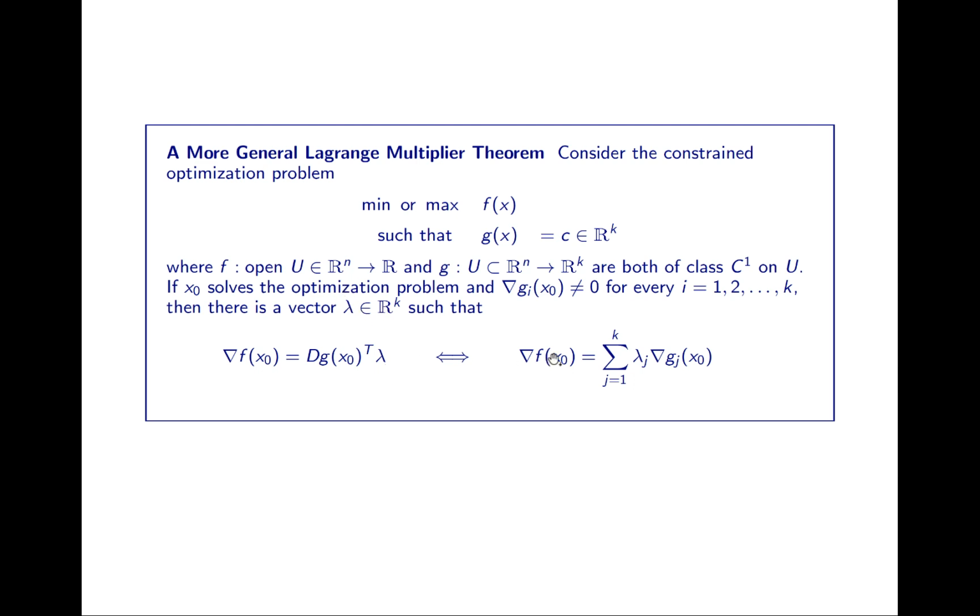Of course, that's equivalent to saying that the gradient of f at x naught is equal to a linear combination of gradients of the functions within g. Because, of course, g can be thought of as a list of k functions, and the gradient of f must be a linear combination of those k gradients. Later in the lecture, we'll use this more general one to derive what are known as Karush-Kuhn-Tucker or KKT conditions for quadratic programs with linear constraints.